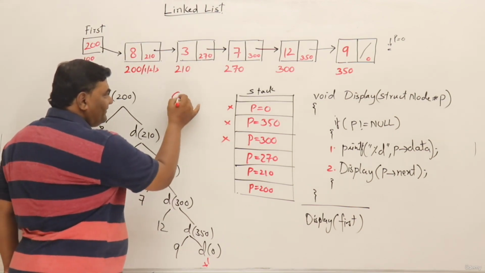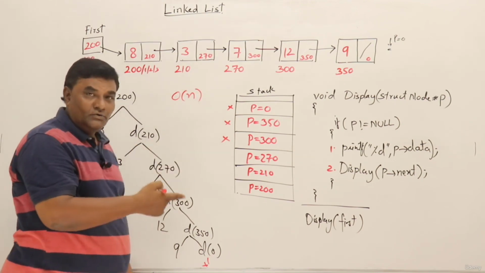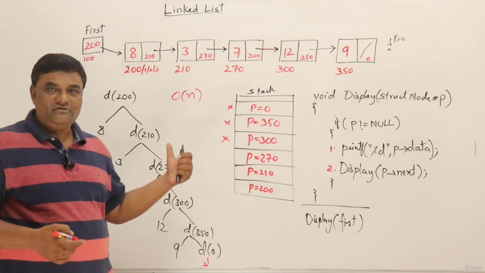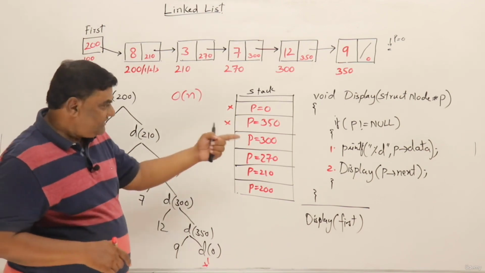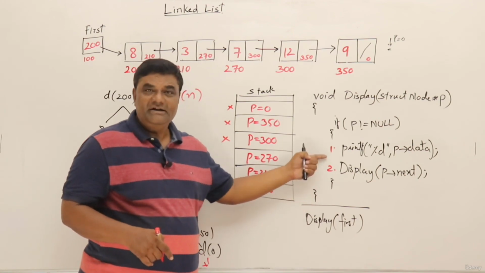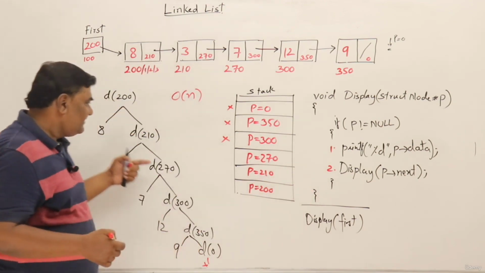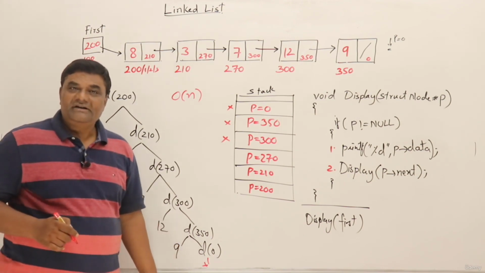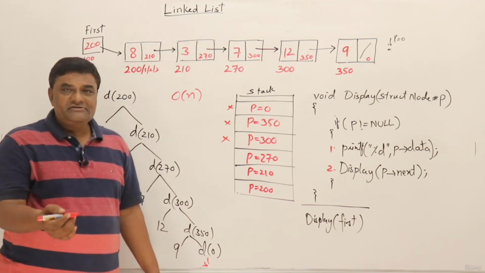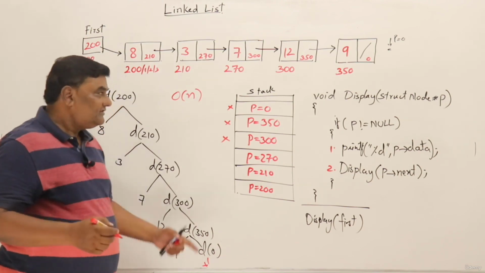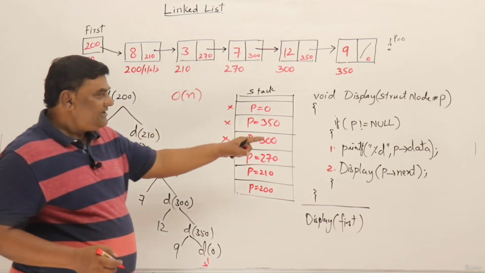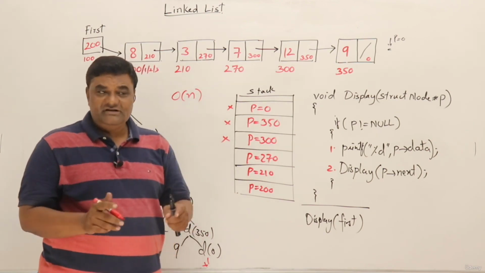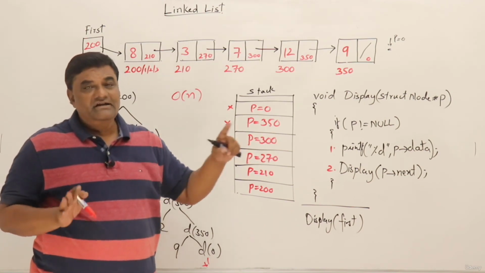So the time is order of N, whether you use a loop or recursion. The loop will repeat N times, so it is order of N. In recursion, the code is printing and calling itself: print, call, print, call, print, call. How many times is printing and calling done? It depends on the number of nodes. So again, it is also order of N. You can remember that if there is any procedure which is traversing the linked list once, then the time will be order of N only.